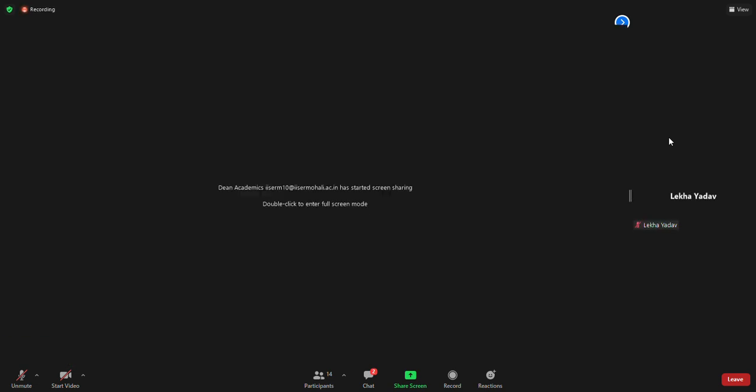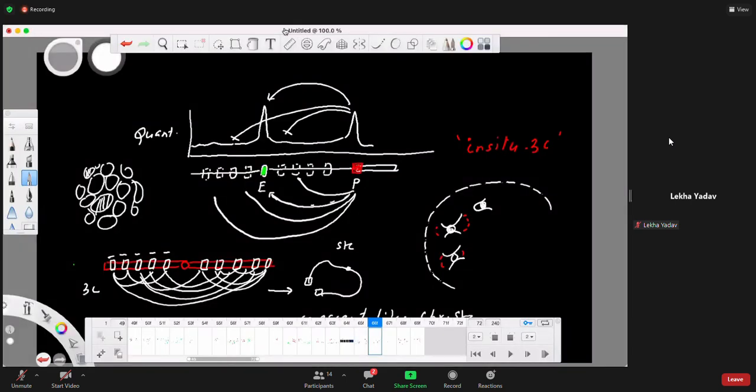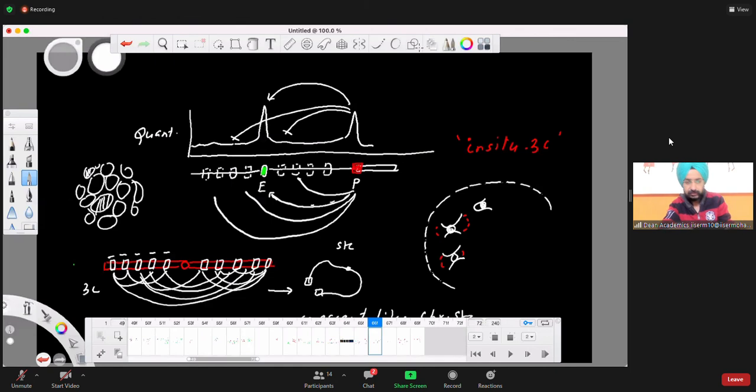It got disconnected. So what I was saying is that if you use a 4 cutter enzyme, the average restriction fragment size will be 256 base pair. If you use a 6 cutter enzyme, it will be 4096 base pair, theoretically, right? The average value will be around this. So as far as resolution is concerned, these assays give you very good resolution.